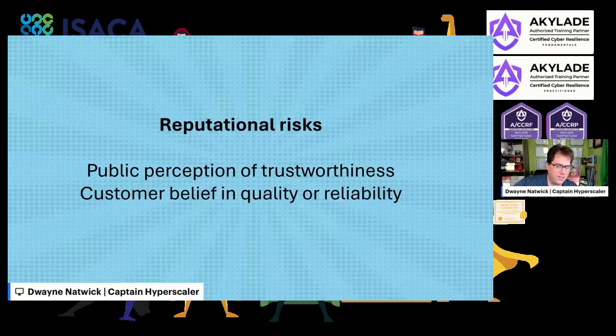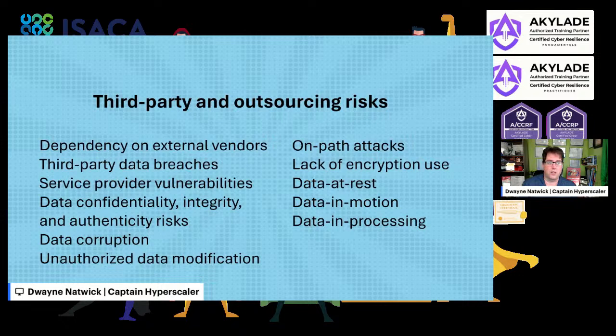One of those soft risks, it may not have an impact that we can quantify, but we can certainly understand that if we have a breach, we may have a reputational and public perception or customer perception impact on our organization. Third party outsourcing risks: if we're using different software, what are our dependencies on those suppliers?